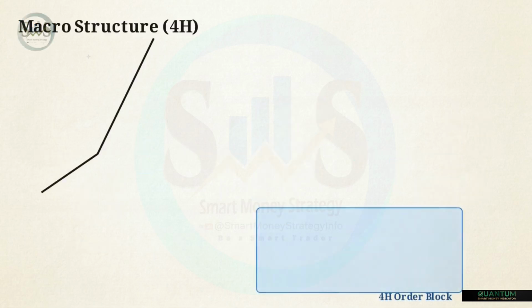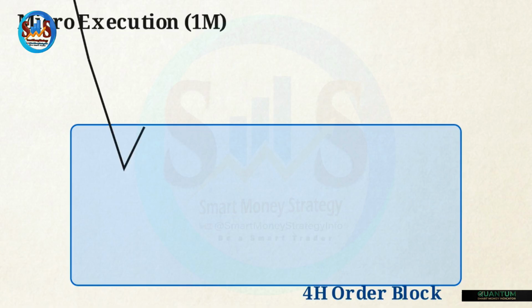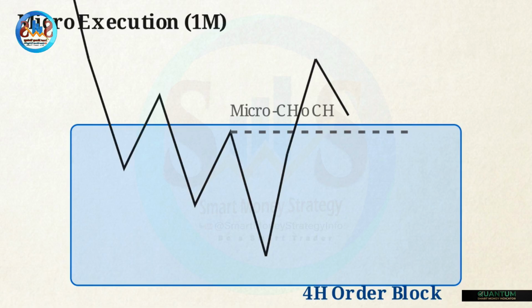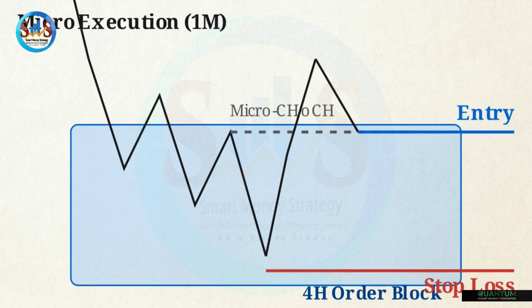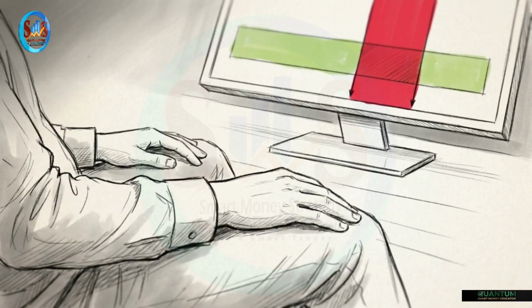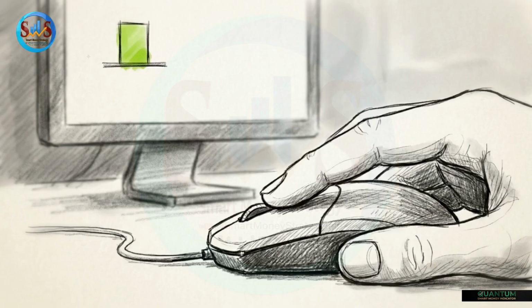Once price retraces and taps that 4-hour order block, we move to the 1-minute chart to identify our entry trigger. We wait for a micro change of character. Breaking this local high confirms the lower timeframe algorithm has aligned. Set your entry at that broken level. Place your stop loss below the 1-minute structure and target the next 4-hour high. This micro confirmation prevents entering a trade where price is still falling through your zone. It serves as a safety protocol to ensure the reversal is actually underway.